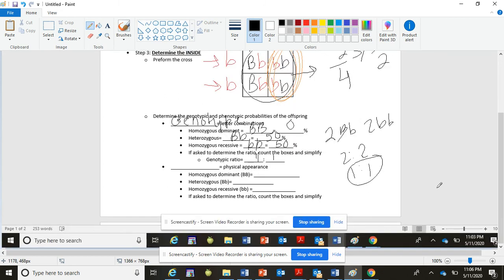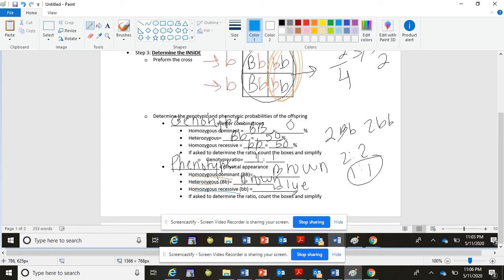All right, now we need to look at our phenotypic ratio and phenotypic probabilities, and our phenotype is the physical appearance. So the physical appearance of homozygous dominant would be brown. The phenotype of a heterozygous individual would also be brown. And the phenotype of a homozygous recessive individual would be blue. So we have brown, brown, and then blue.